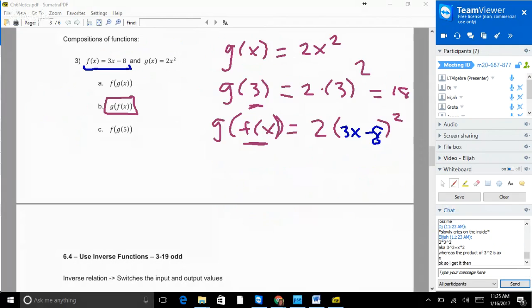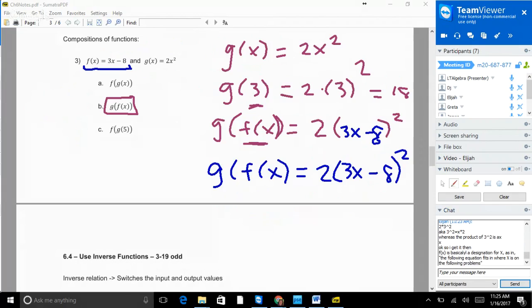Then we can simplify this. Actually, we could just leave it like that. So g of f of x would be 2 times 3x minus 8 squared, and you could FOIL that 3x minus 8 squared and get a different form of that equation, but I don't want to get lost in the math. I want to get back to the idea. Let me do another one. I think I'll do several of them so you can see what that pattern looks like.